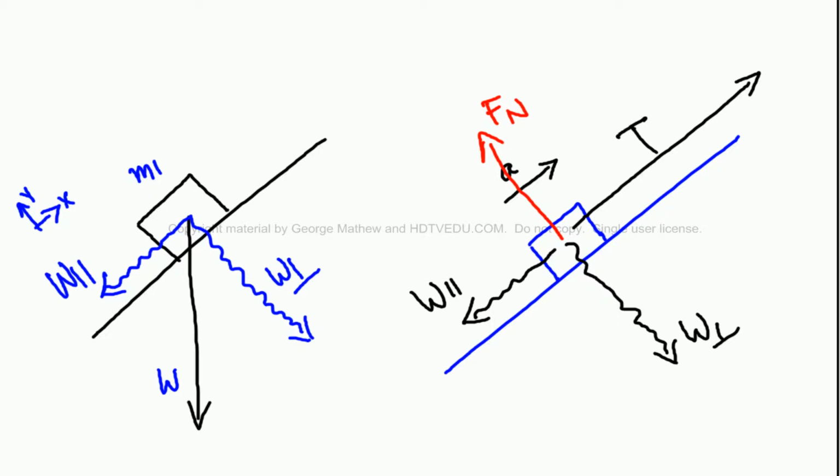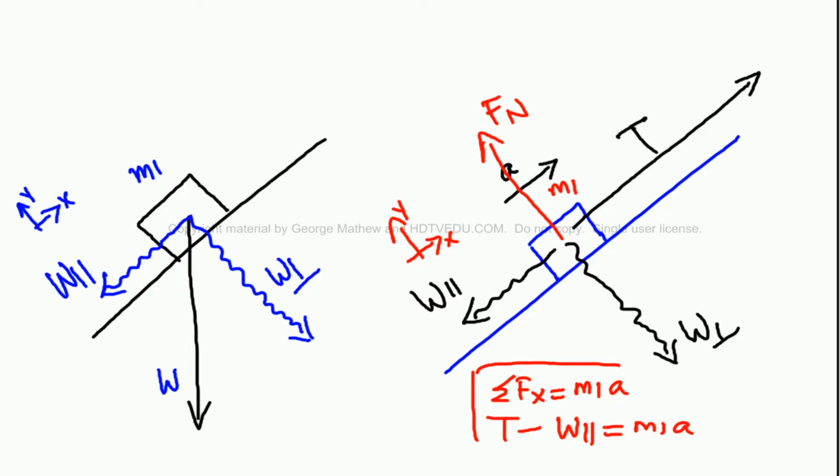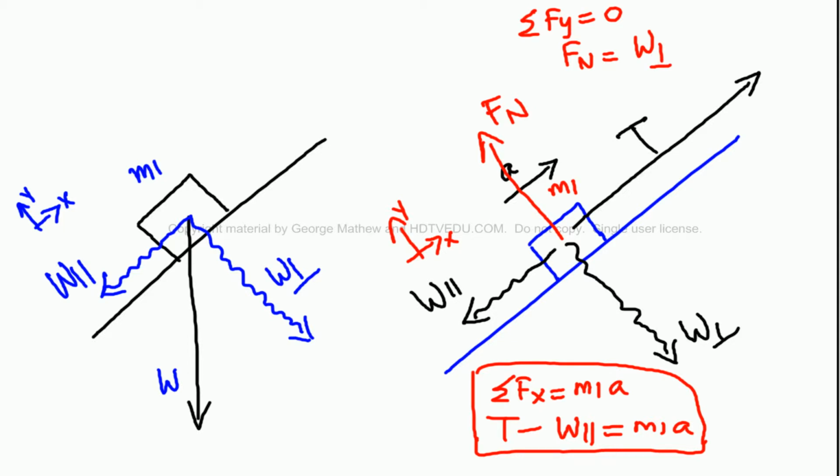And now you say this is X and this is Y. Net force along the horizontal equals M1A. This is mass M1. So what is the big force? T. What is the small force? W parallel, and that equals M1A. Net force along the vertical is equal to 0. There is no acceleration along the vertical. So normal force equals W perpendicular.